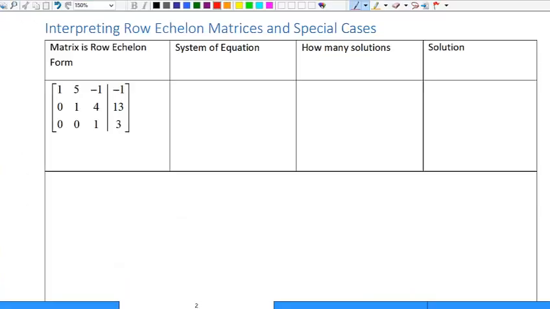Next, I want to interpret row echelon matrices in their special case situations. So the first one, we have the matrix. I've already done all the row operations, so it's already in row echelon form. So I'm going to change it back into the equation form.